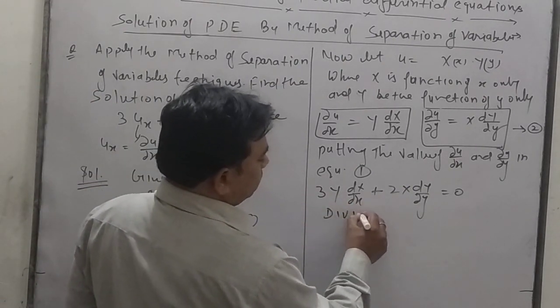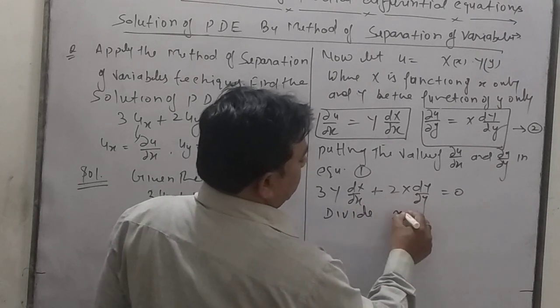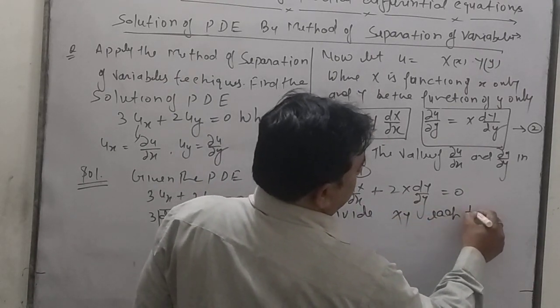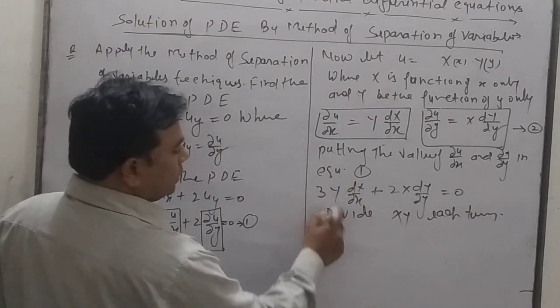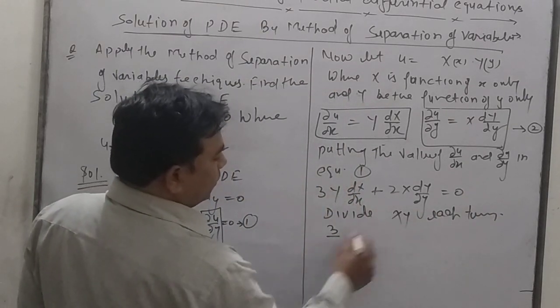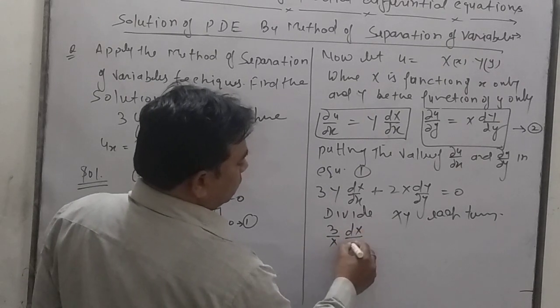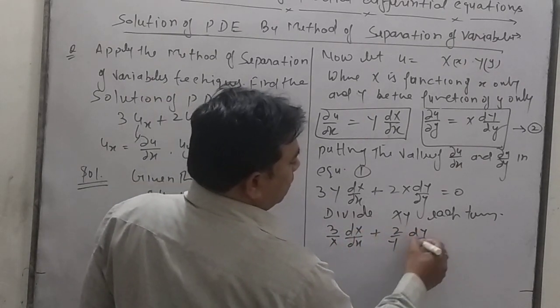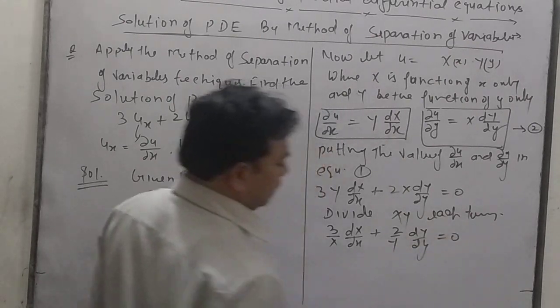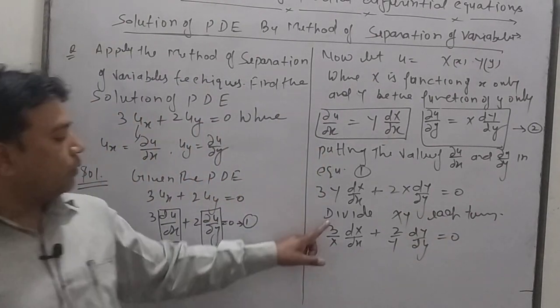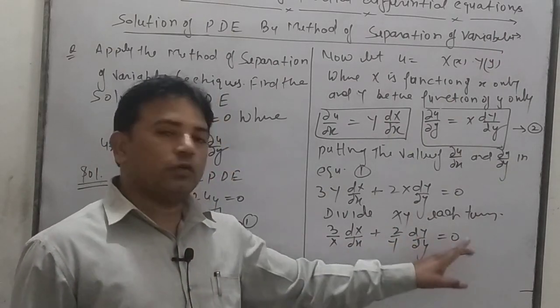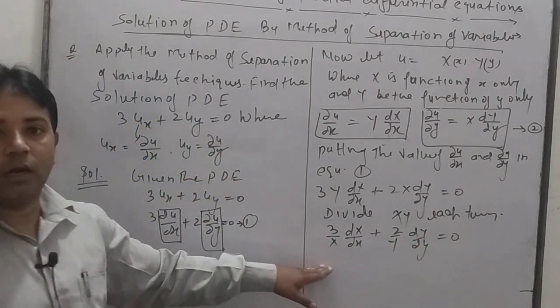Divide xy each term. Divide xy each term, then 3 over y cancel x dx over dx plus 2 over y dy over dy equal to 0. You are getting the value of 3 over x dx over dx plus 2 over y d over dy equal to 0. This is the variable separation complete.